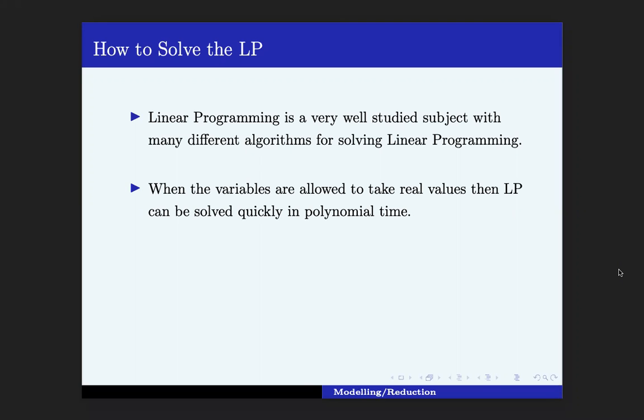But the most important part here is that if the variables are guaranteed to be reals, you are allowed to put the variables x, y, z as any real numbers that you want. Basically their range is the real numbers, and all you have to do is satisfy those constraints and maximize that quantity. Then this problem can be solved in polynomial time.